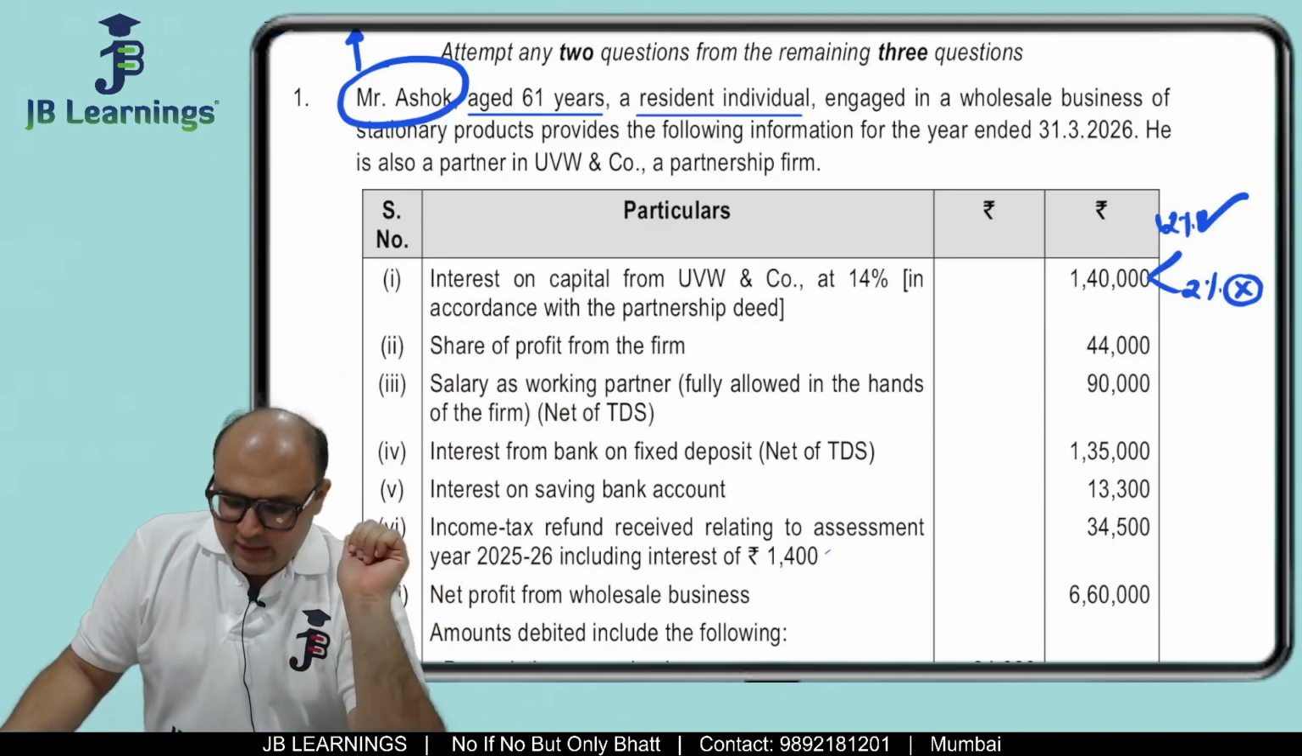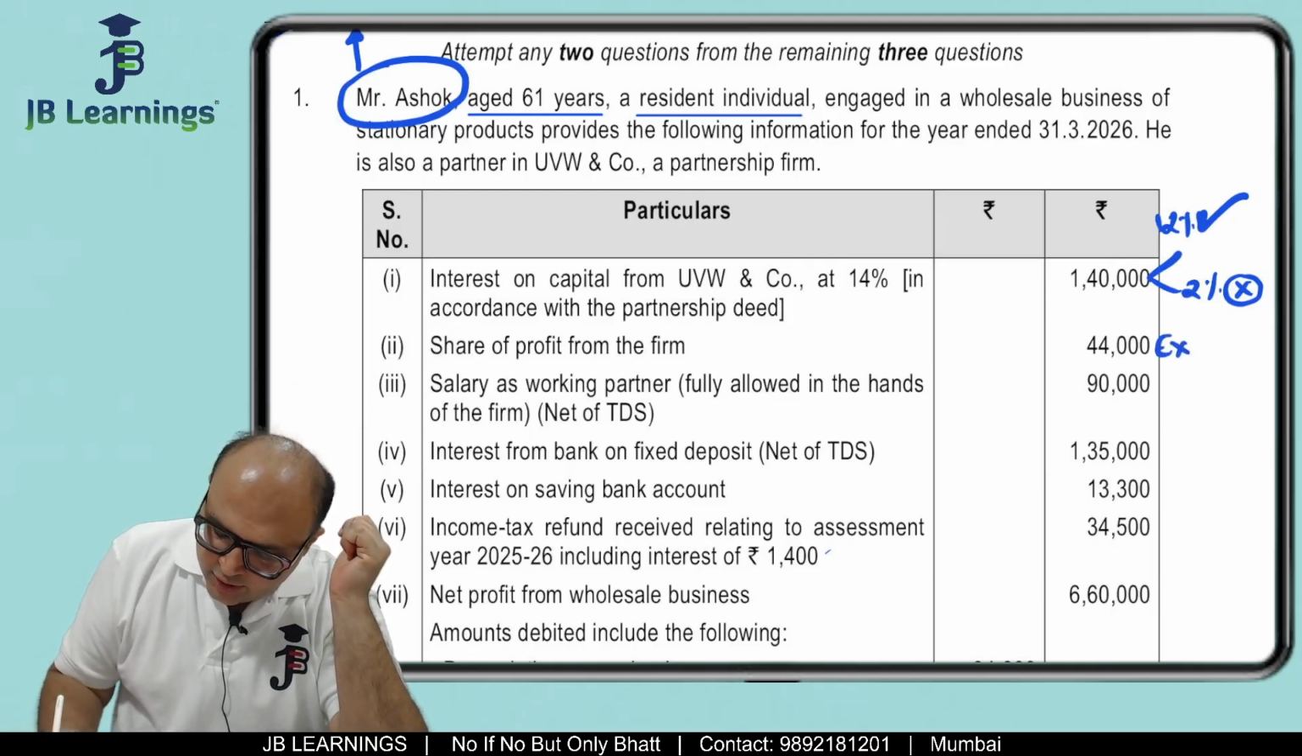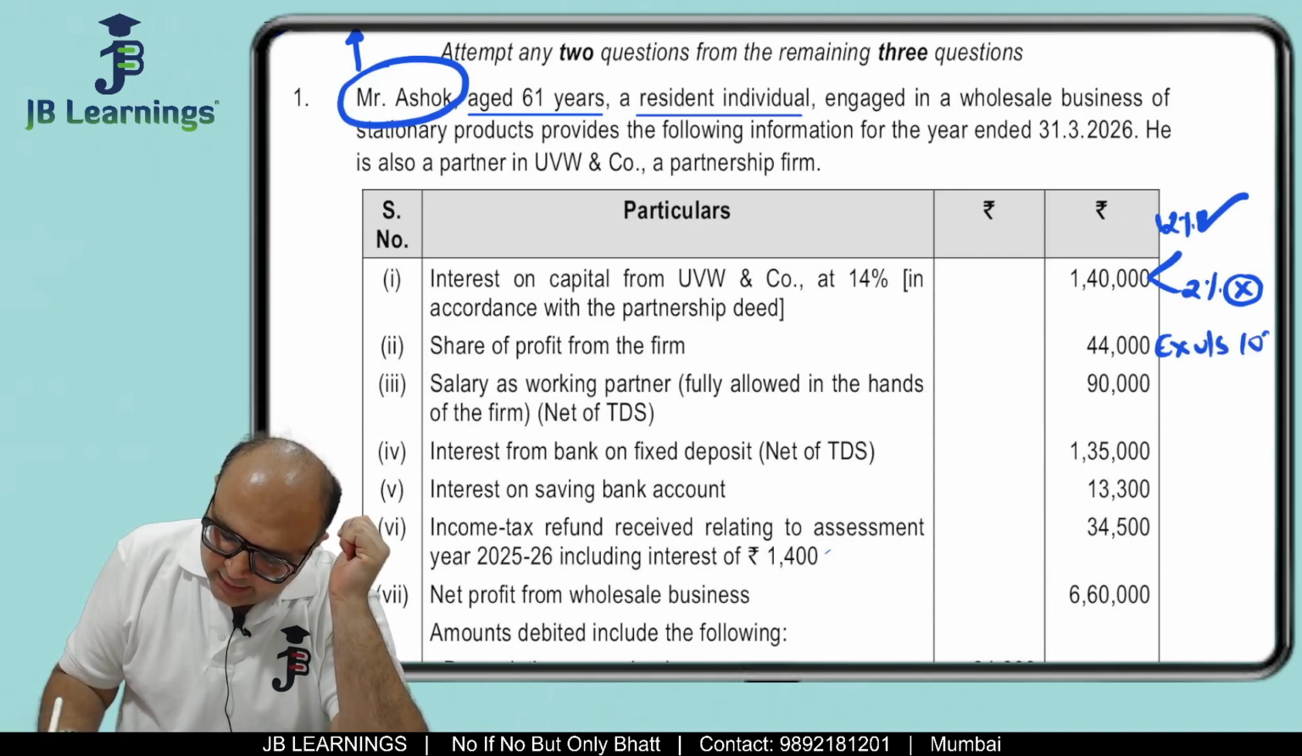This much explanation is enough, I feel. Share of profit from the firm. So for our assessee Ashok, share of profit is exempt under section 10(2A).